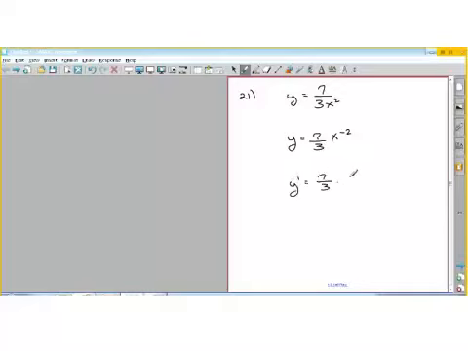So the constant stays there. You have the exponent, which is negative 2, and you raise that to the exponent minus 1. So negative 2 minus 1 is negative 3. Then you simplify by multiplying things out. So you get negative 14 thirds. 2 times 7 is 14. And then you would move this to the denominator.